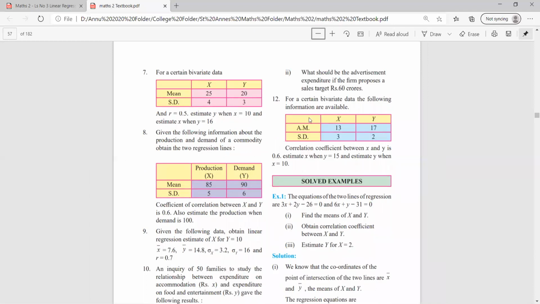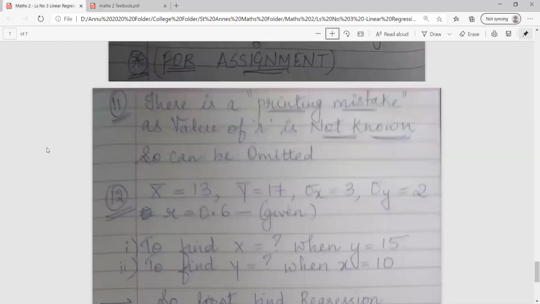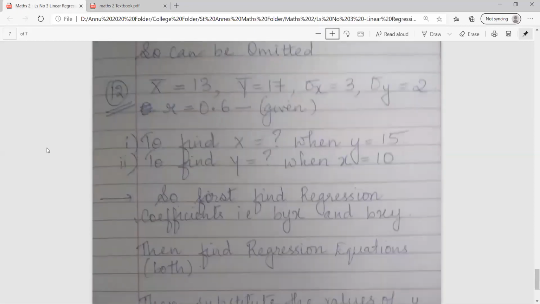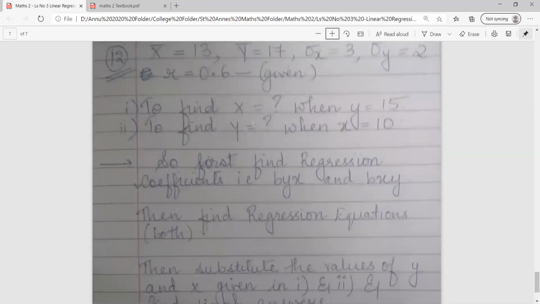Coming finally to the last sum of this exercise, again the same pattern. AM stands for arithmetic mean. X bar, Y bar is given. SD is sigma x, sigma y. Correlation coefficient 0.6. Estimate X when Y is 15. Estimate Y when X is equal to 10. So in this case, again you have to find both of them. As you can see, I have written over here X bar, Y bar, sigma x, sigma y, r, everything is given. You have to find X when Y is given. You have to find Y when X is given.